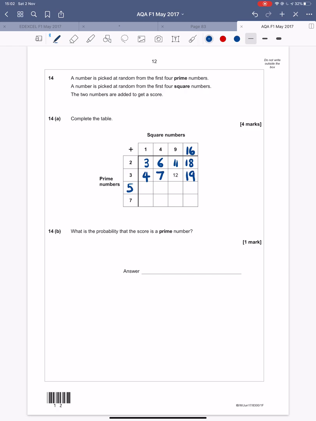So the next row, it's 5 on top of the top row. So it's going to be 6. 5 plus 4, 9. 5 plus 9, 14. 5 plus 16, 21. And the last bottom row is 7 added to those numbers. 7 plus 1 is 8. 7 plus 4, 11. 7 plus 9, 16. 7 plus 16, 23. And it says, what's the probability that the score is a prime number?